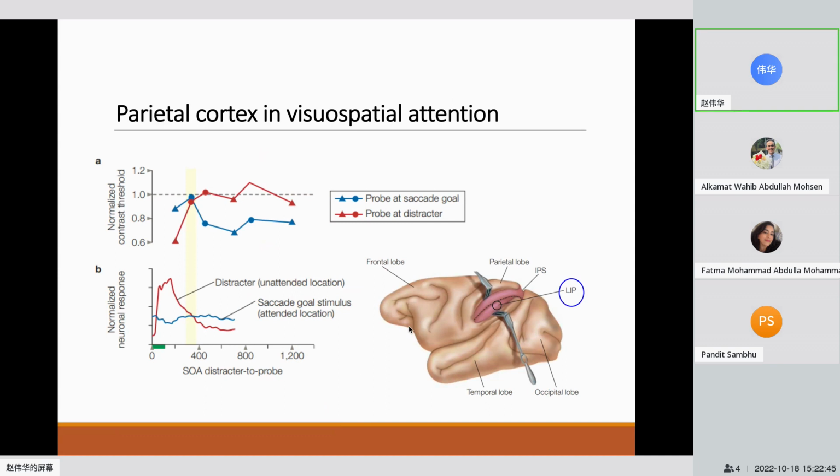And then for humans, to investigate the role of lateral intraparietal neurons, how this region plays a role in visual spatial attention. This region, LIP, is here in the black circle.